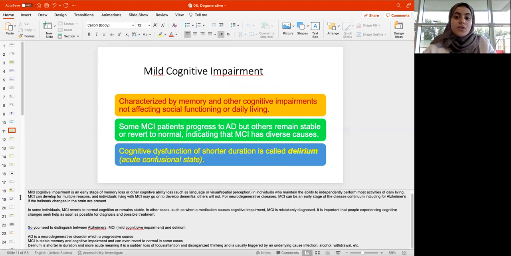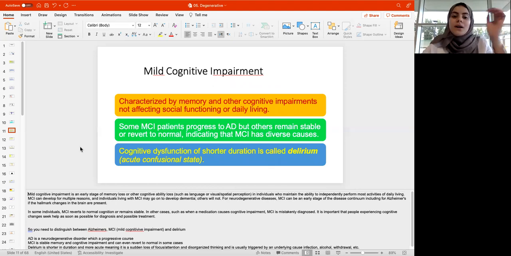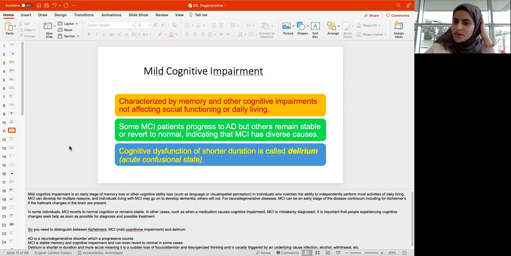Okay, so we have something called mild cognitive impairment. And some people tend to confuse mild cognitive impairment, thinking that it's the same thing as dementia, just an early stage of dementia. Others think that it's delirium or something. But the idea is, you can think of it as an early stage of memory loss, okay?